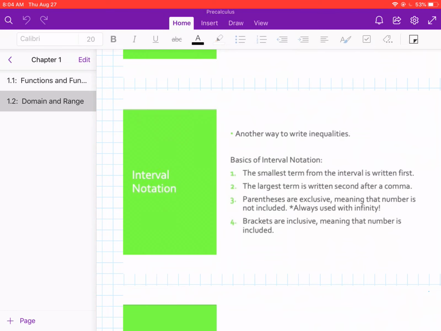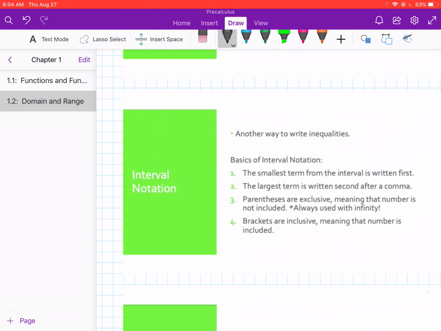So the basics of interval notation: you write the smallest number first, followed by a comma, and then the largest number. So the lower bound, comma, upper bound. And then we have to decide whether we're going to use parentheses or brackets. Just a reminder, parentheses are the ones that are curved, brackets are the ones that are square. If the bound, lower or higher, is not included, so if it's an open hole, then we're going to use parentheses. If it is included, we're going to use a bracket.